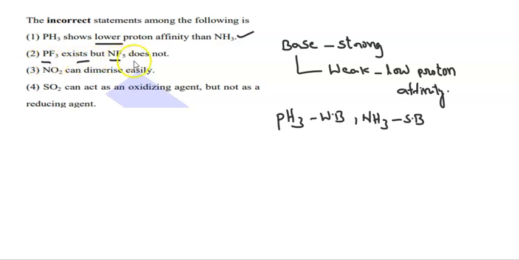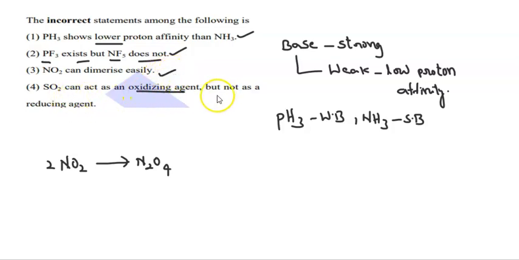PF3 exists, but NF5 does not exist due to the absence of empty d orbitals for nitrogen. N cannot form 5 bonds, so NF5 does not exist. It is also correct. NO2 can dimerize easily when you are decreasing the temperature. NO2 molecules dimerize to form N2O4, which is also a correct statement.